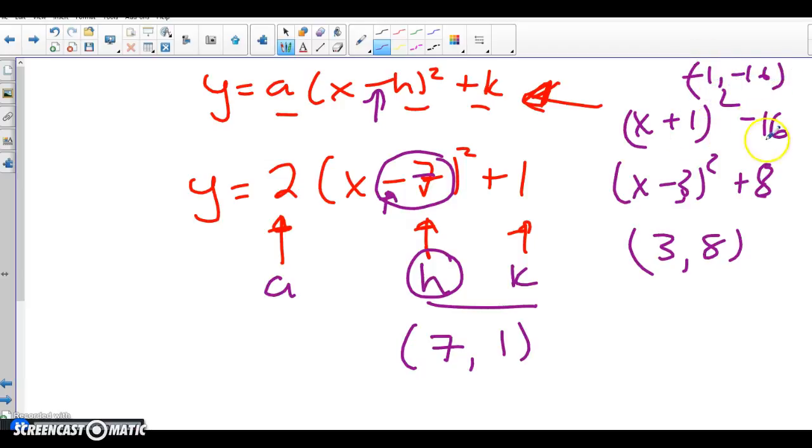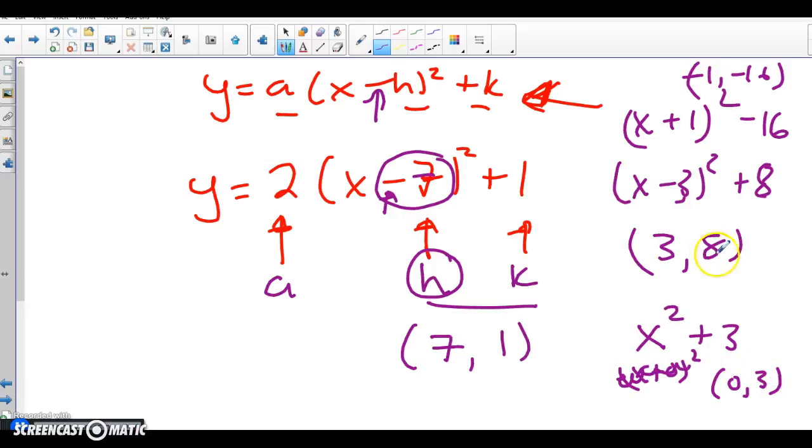Okay, that becomes -1. That stays -16. So my vertex is -1 and -16 in this case. Where it gets a little confusing is when you have things like this, and you look inside here and you go, whoa, hold on a second. This isn't the same as what I have up here. Well, it is kind of. It's really this. It's the same as that. So if you don't see a bracket, assume that your H is 0, and then your K is whatever.